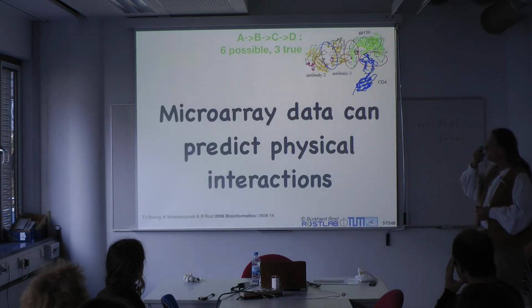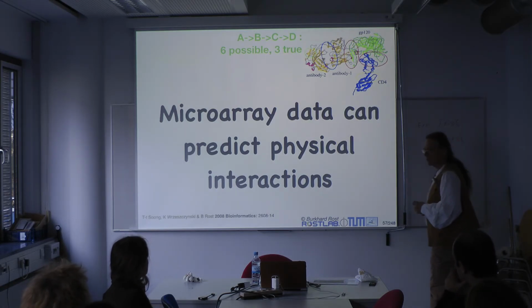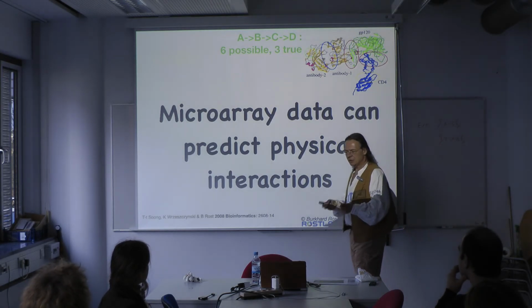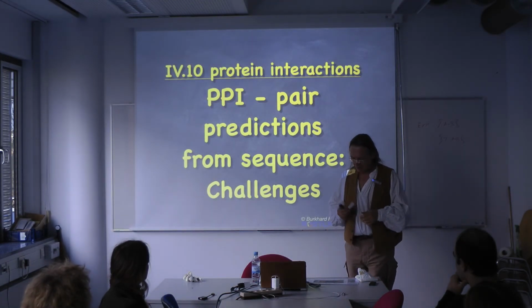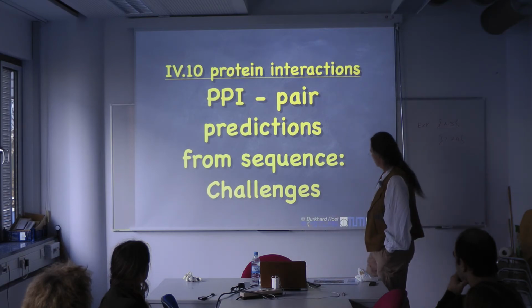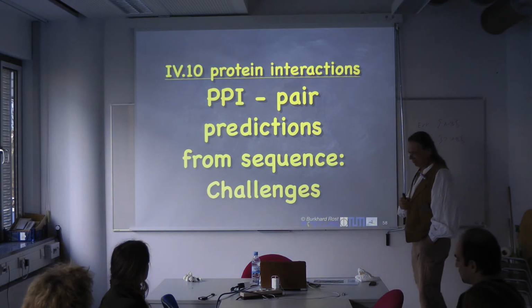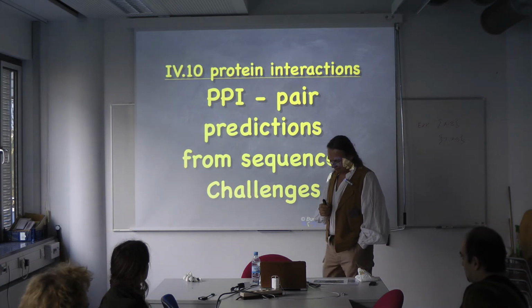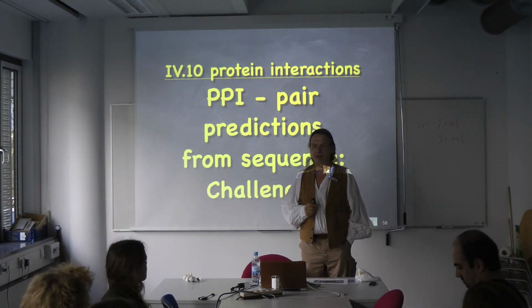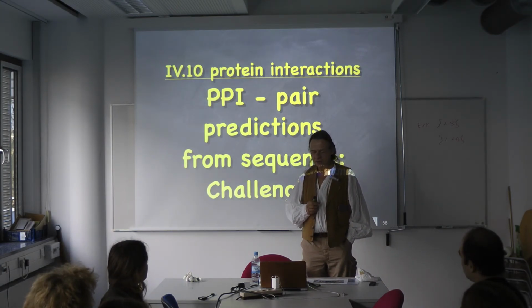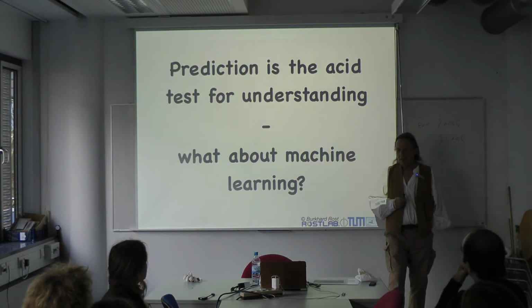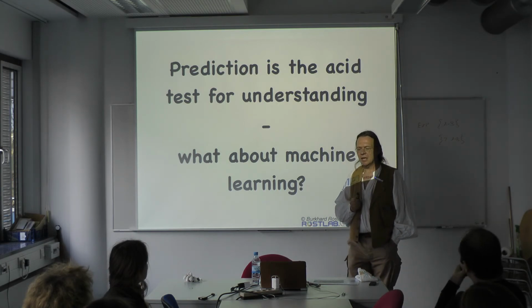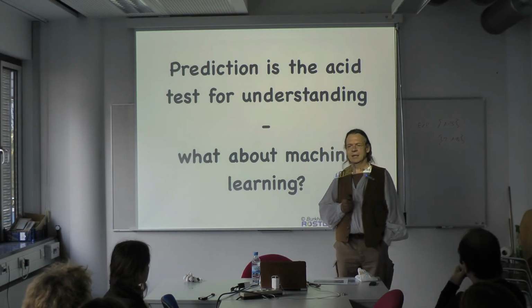Now, ultimately, at the end of the day, you clearly can predict physical interactions, transient interactions, from microarray data if you train machine learning devices. Now, I will have to stop here, I'm afraid. Slide 58. I will not go through the 248 on Thursday. I will do whatever subset I can do. And this part is about prediction, which is clearly the acid test for understanding.